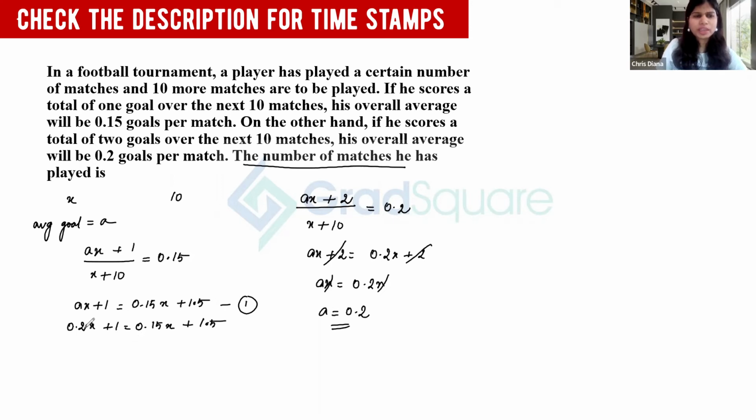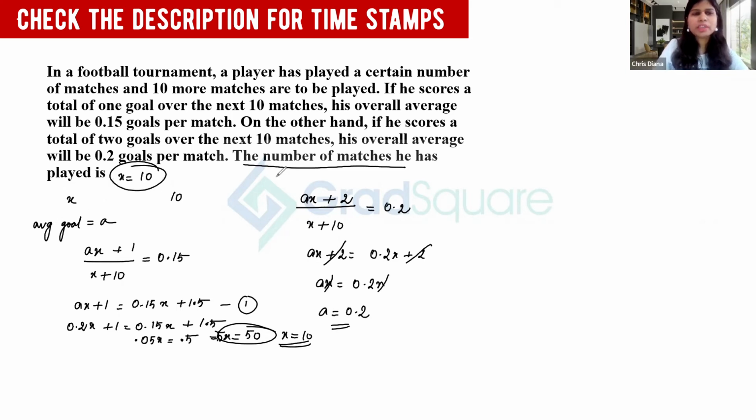So when I take it aside, I land up with 0.05x is equal to 0.5. Correct. So from here I can get x is equal to, multiply this by 100 and multiply this also by 100, I land up with 50. X is equal to 50. So 50 is going to be the number of, no, 0.5x, 5x is equal to 50 here. So x is going to be equal to 10. So 10 is going to be the number of matches that he has played. X is equal to 10.